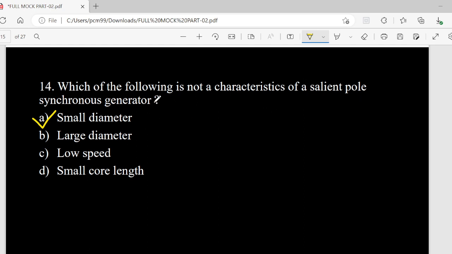Salient pole synchronous motor has a large diameter. So which is not correct? Which is not a characteristic? That is, small diameter is not a characteristic of a salient pole synchronous generator.